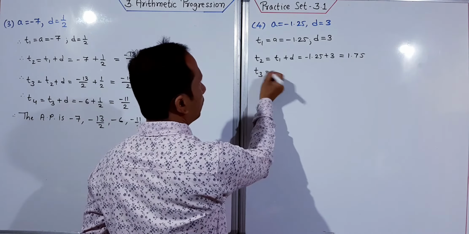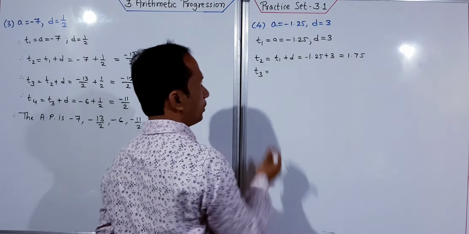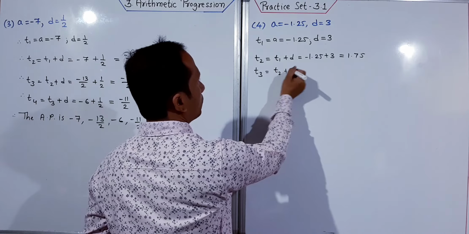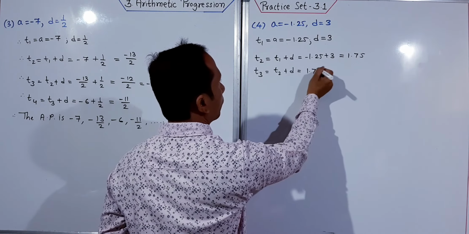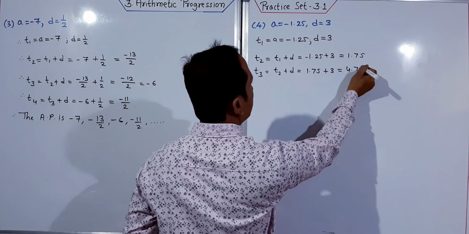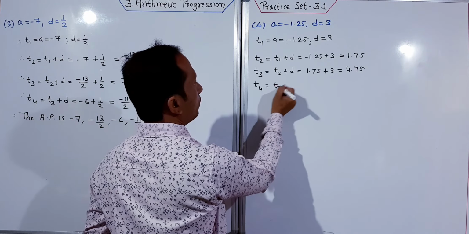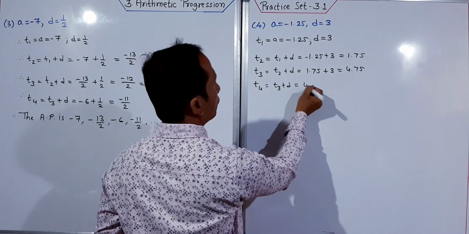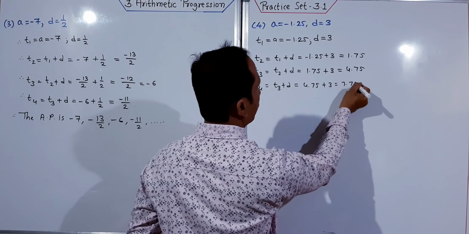t3 is t2 plus d. So what is t2? You know that t2 is right now 1.75, plus d which is 3, so it is 4.75. And then come to t4, t3 plus d. So it is 4.75 plus 3, it is 7.75.